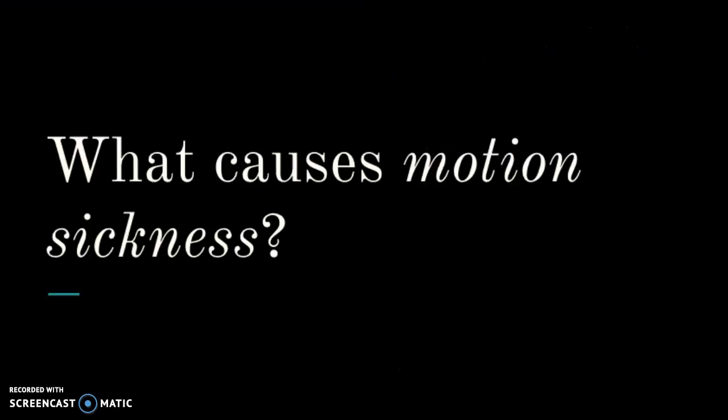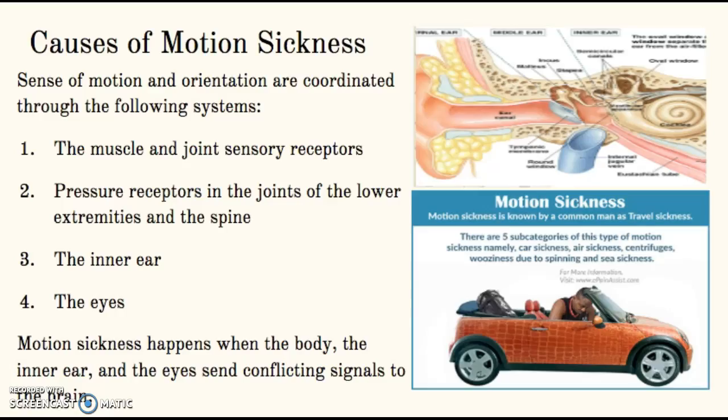So what causes motion sickness? Essentially, the main cause is when your brain is receiving conflicting signals from different parts of your body that are all giving different information. The main sources of this info are the muscle and joint sensory receptors, also called proprioception, and that tells what parts of your body are in motion and which ones are still. That's important because you need to know when your body is moving or not, like if you're in a car. Then there are also pressure receptors in the joints, the lower extremities and the spine, say in your legs and lower back, and those tell which part of your body is down and touching the ground, so you know which way you're oriented.